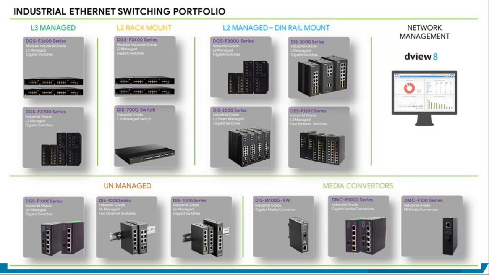And similarly we have DIS 300 and DIS 200 series, and in 10/100 we can get the DIS F3200 series, where we can get 4 port, 8 port, 12 port options, which is a DIN rail mount. Also we have unmanaged series switches, where we have DGS F1000 series and DIS 100G series, which come in 5-port, 8-port options. Also, we have media converters, which convert fiber to Ethernet and Ethernet to fiber, multi-mode, single mode, and SFP slot media converters. With all this, we have network management software, that is DV U8, which can help to centralize the management of all your networking devices using SNMP protocol. So we'll go one by one through all these different products.